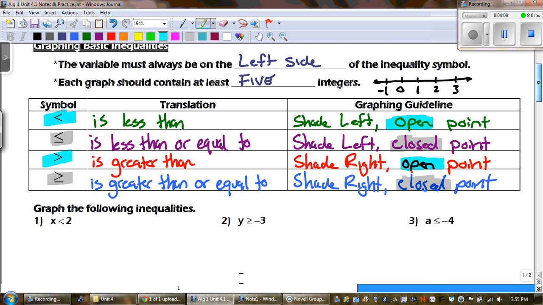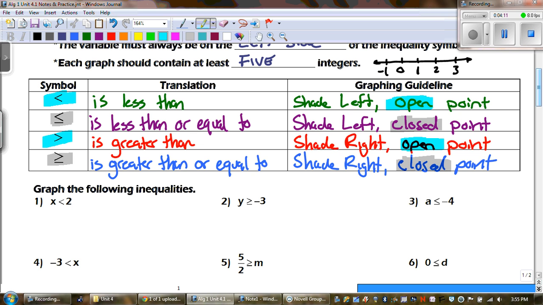Okay, and then the symbol, which direction it's pointing, tells you to shade to the left or shade to the right. Okay, so every time we do this, we should be asking ourselves, what kind of point do I have? Is it open or closed? And then which way do we shade? To the left or to the right? So let's go through this. For number 1, is it open or closed? Well, it's open. And then are we going to shade to the right or to the left? To the left. So we're going to draw this ourselves.